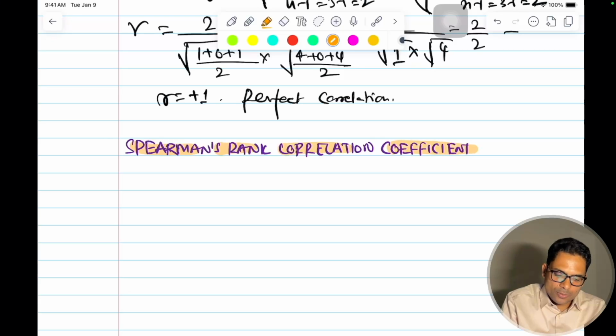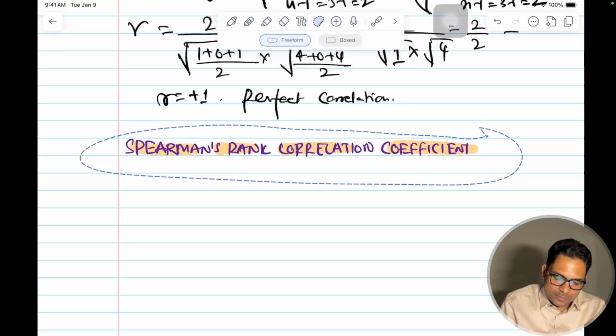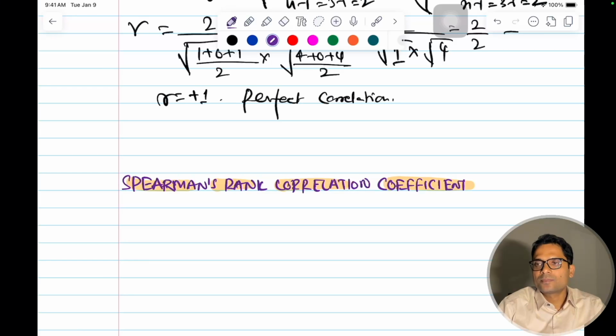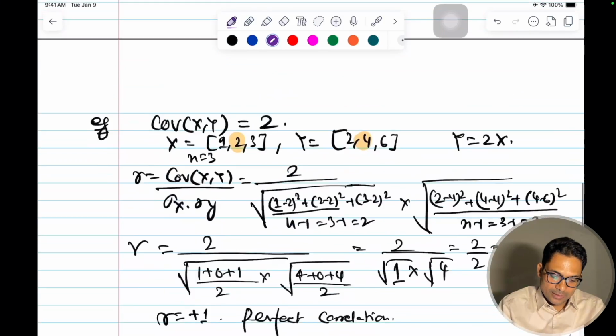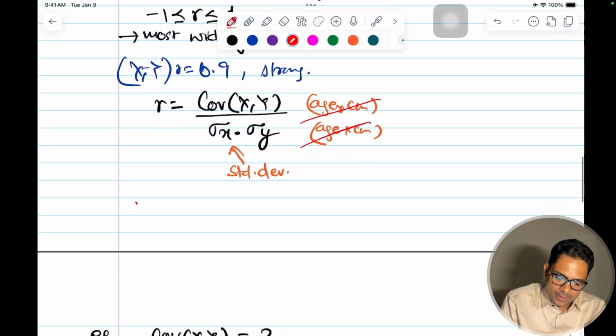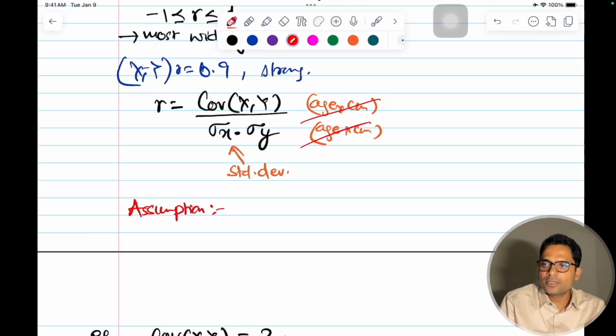Also, there's one more important note. Let me talk about that too. There's a basic assumption in Pearson's correlation coefficient: the underlying data is normally distributed, or Gaussian. The assumption is normally distributed data, or Gaussian distribution.